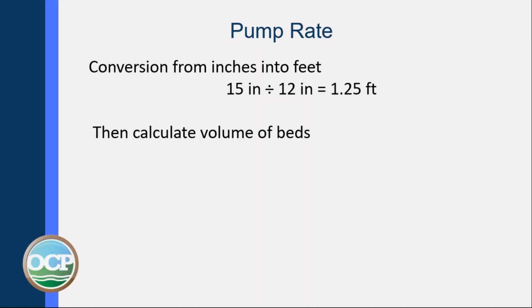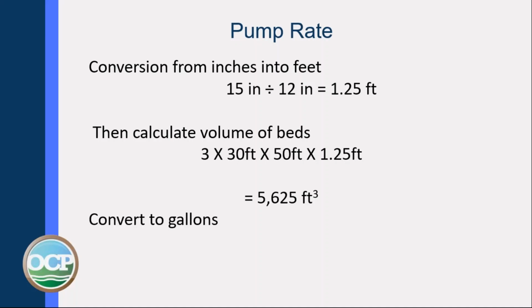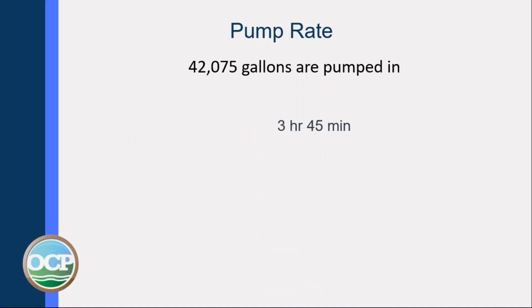Then we calculate the volume of the beds. There were 3 beds that are 30 feet by 50 feet, and you put 1.25 feet of sludge on each bed. So the volume is 3 times 30 times 50 times 1.25, which gives you 5,625 cubic feet. We need that in gallons, so we multiply it by 7.48, and that gives us 42,075 gallons. So we have the volume in gallons.